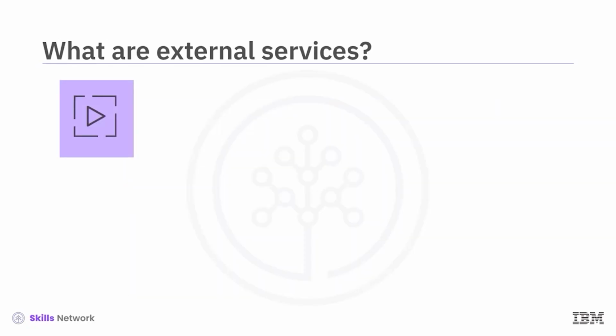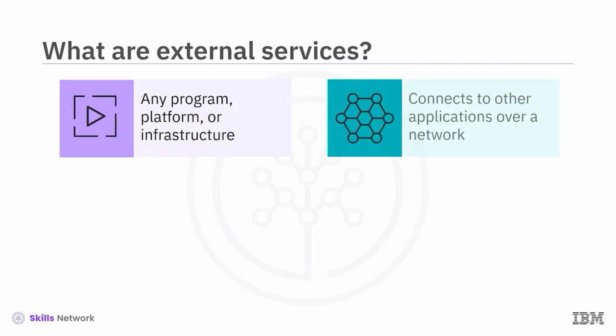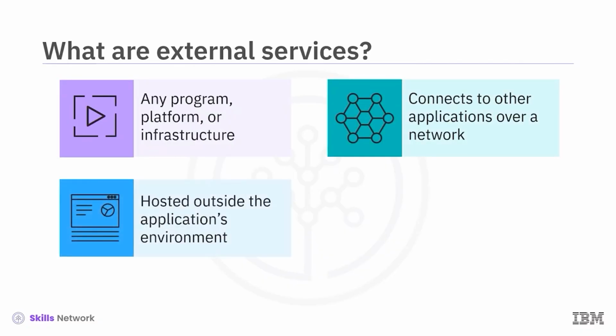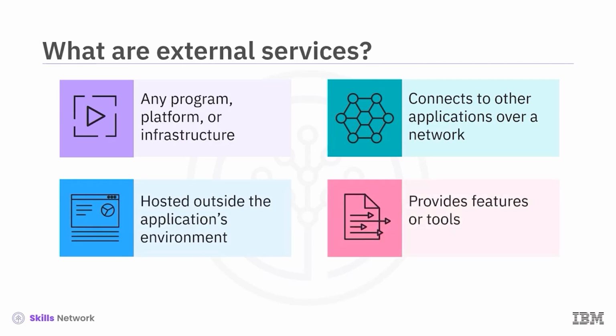External services are third-party platforms, applications, or systems that your application connects to over a network. These services are typically hosted outside your app's environment and provide additional features, tools, or data that your application may need. They allow your app to interact with external resources or services through APIs, application programming interfaces, enabling data exchange, feature integration, or service execution.